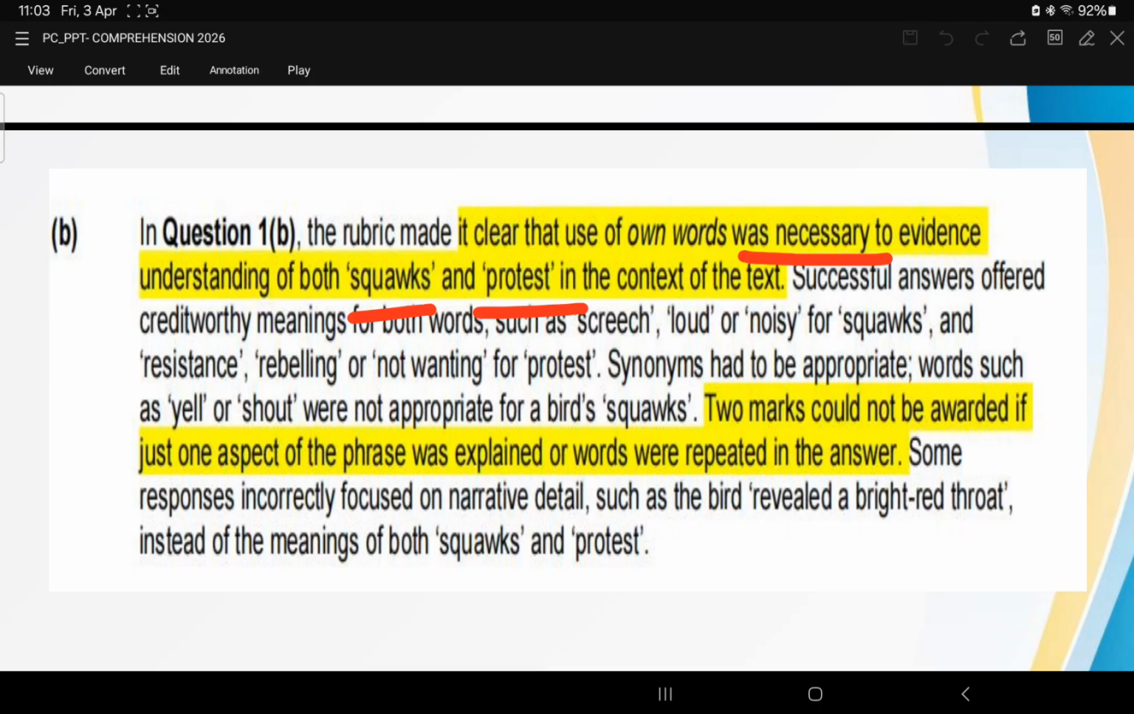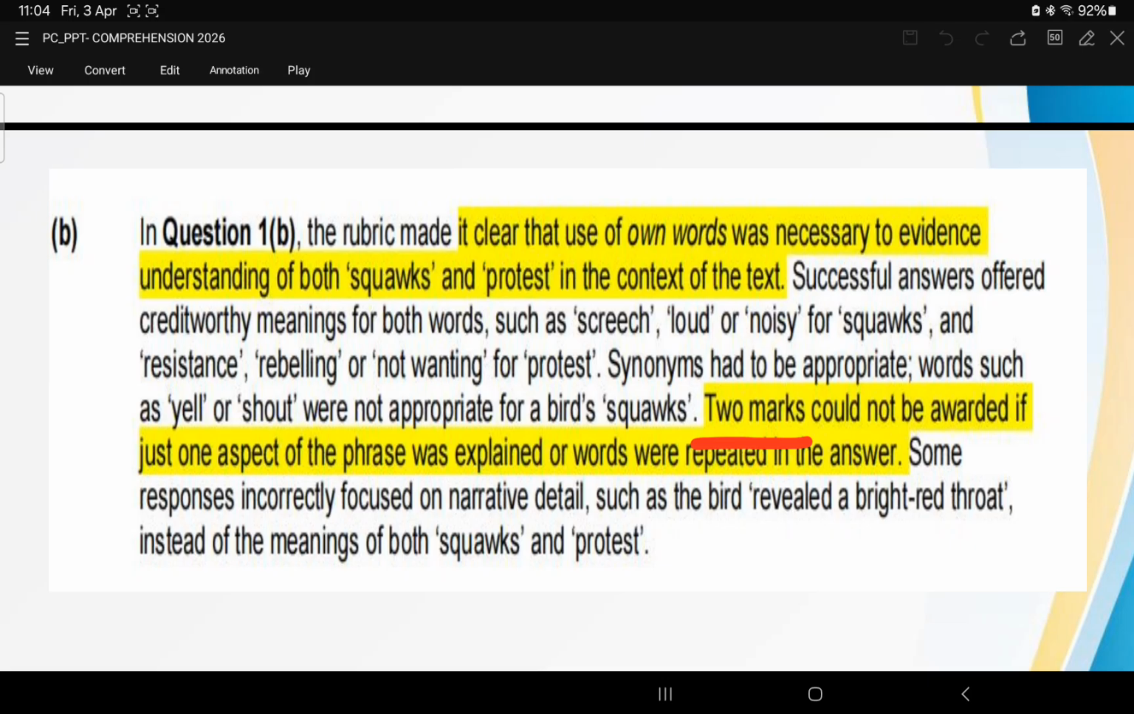Successful answers offered credit-worthy meanings for both words, such as screech, loud or noisy for squawks, and resistance, rebelling or not wanting for protest. Synonyms had to be appropriate. Words such as yell or shout were not appropriate for a bird's squawk. So 2 marks could not be awarded if just one aspect of the phrase was explained. I've already told you this. I have been telling you the whole year that you need to come up with the meanings or synonyms of both words. If words were repeated in one answer, you are not going to get marks. You are not going to repeat squawk and protest in your answer.